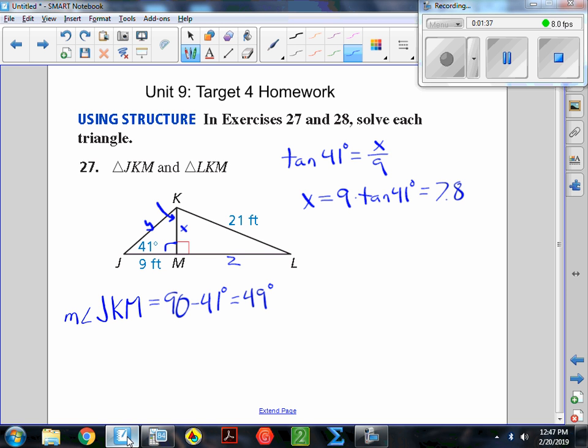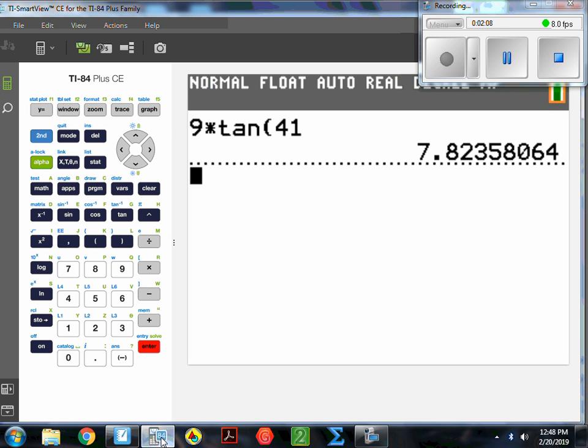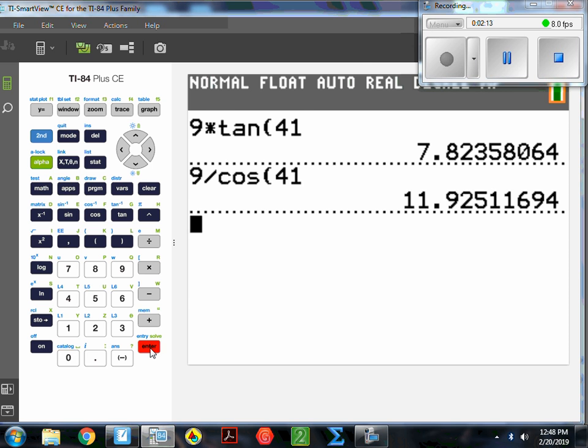Instead of using that with the Pythagorean theorem, I'm going to keep using the 9 and the 41 on that triangle on the left. So I'm going to use the cosine of 41 degrees equals 9 over y. If I multiply both sides by y, I'll get y times cosine 41 degrees equals 9. Divide both sides by cosine 41, y equals 9 divided by cosine 41 degrees. So 9 divided by cosine 41 is 11.9.